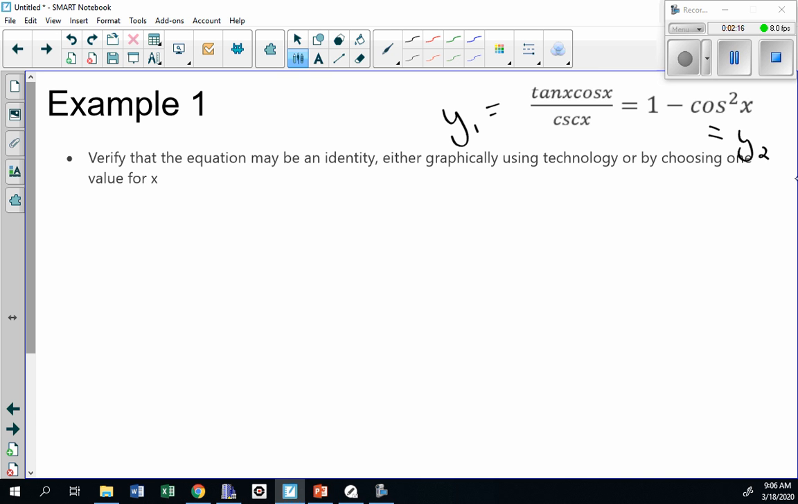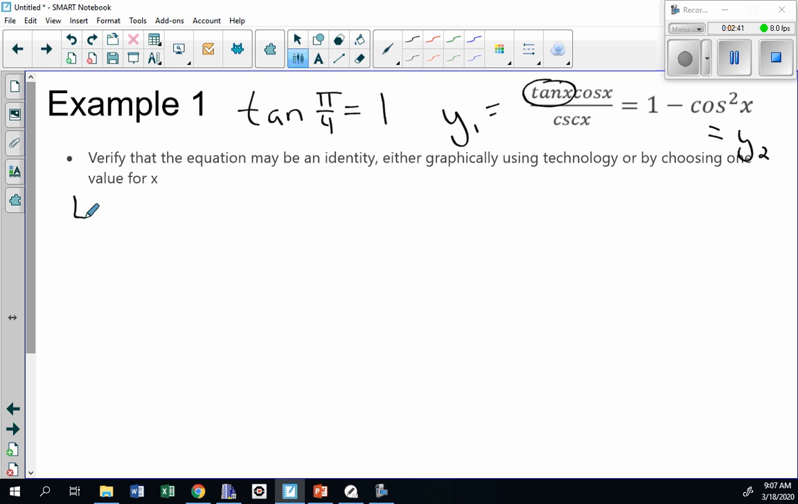Now, a second method, and maybe the more likely diploma method, is to actually give a value for x. Here we're allowed to choose. I look at my left-hand side, I see a tan x. Now tan x can be really annoying depending on what value you put in there. So I'm going to put a value that I know off the unit circle. I know that tan pi over 4 is equal to 1. To me, that's a really nice, easy value. So I'm going to choose pi over 4 as my x value.